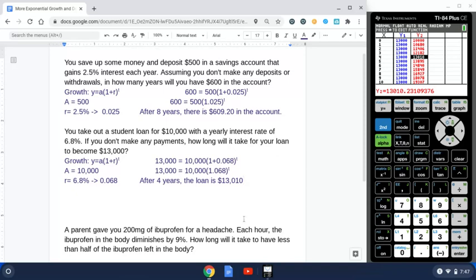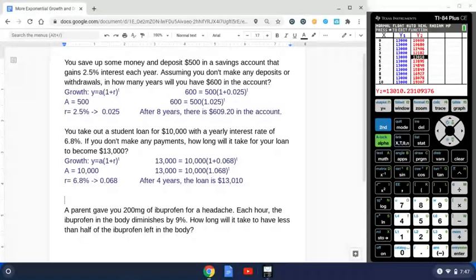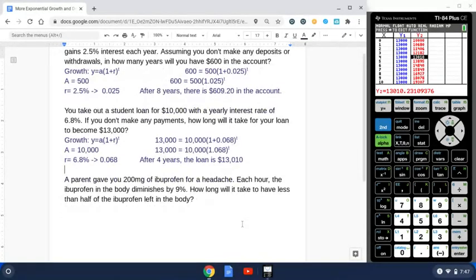So our answer for that is that it's going to take 4 years for the loan to become at least $13,000.